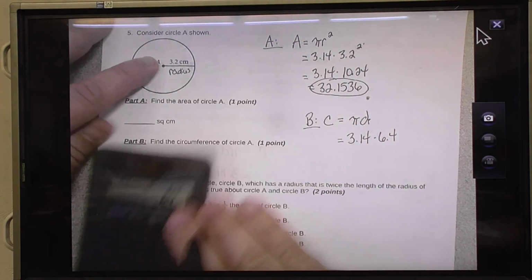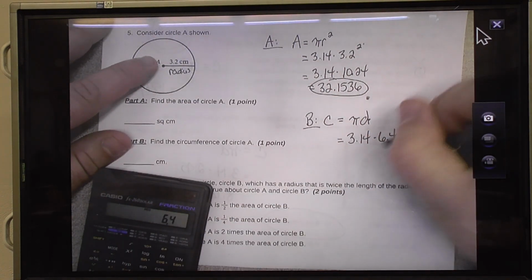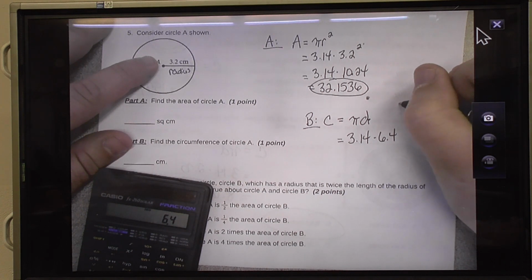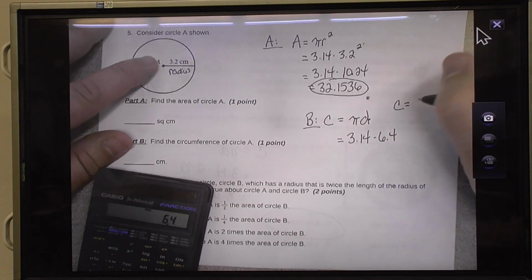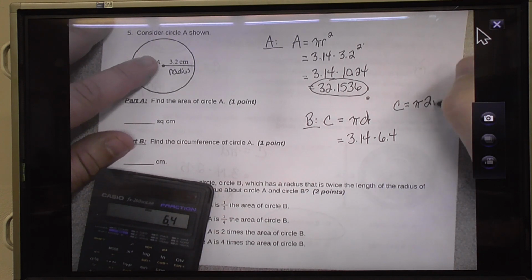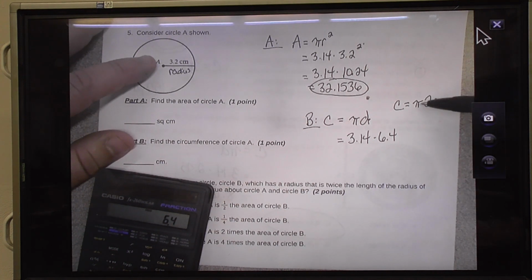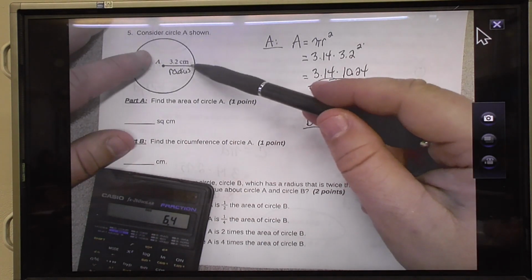Okay? Another way you can do it, and I don't want this to confuse you, I'd rather you do it this way. Another way is to change the formula. So you can do circumference is equal to pi times 2r. So if you take pi, you have to multiply the radius times 2 and then multiply times pi. But that's another formula to get you confused.